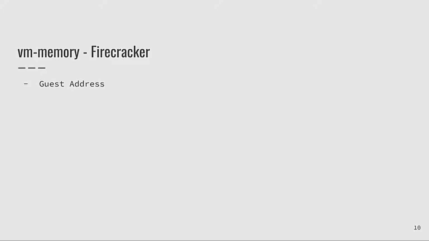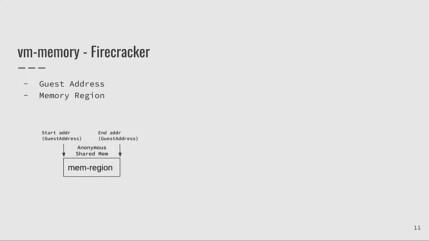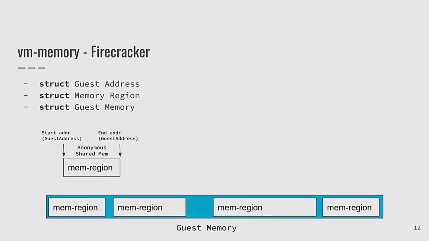So one of them is the guest address. Then you have a memory region, which is basically just a guest address, which represents the start of the memory region. And then in Firecracker, you have an anonymous shared memory. And then multiple regions in Firecracker, and anywhere else actually, represent a guest memory. And the memory regions are just represented as a vector of non-overlapping memory regions. So now this is very specific to Firecracker. And these are actually implemented with structures, so just structures with implementations.